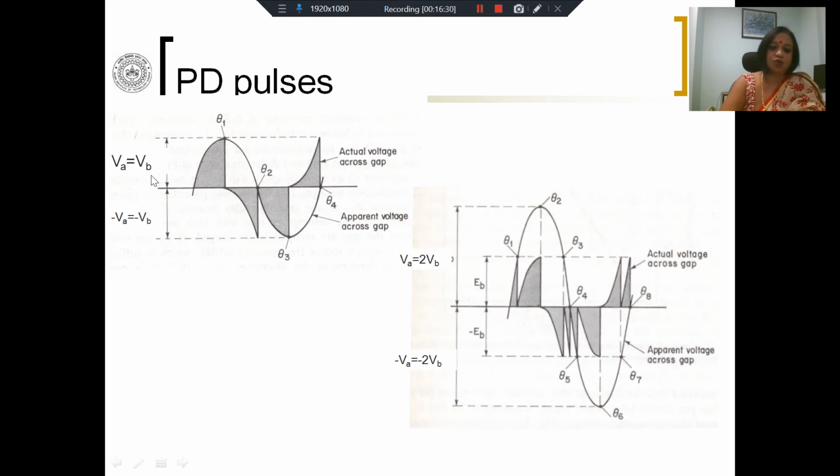In that case, what should we see? Initially, the voltage across the void will increase. It will follow the supply voltage. It will reach the peak voltage at the same time as the supply voltage.